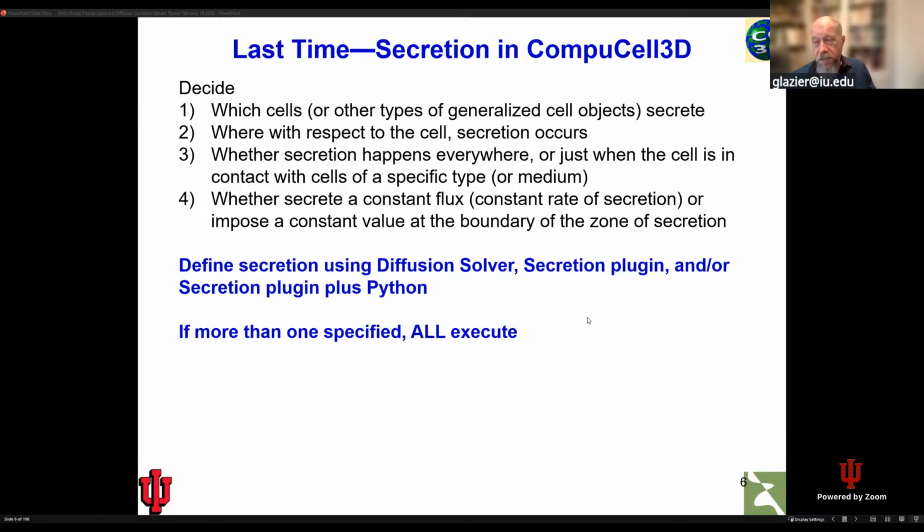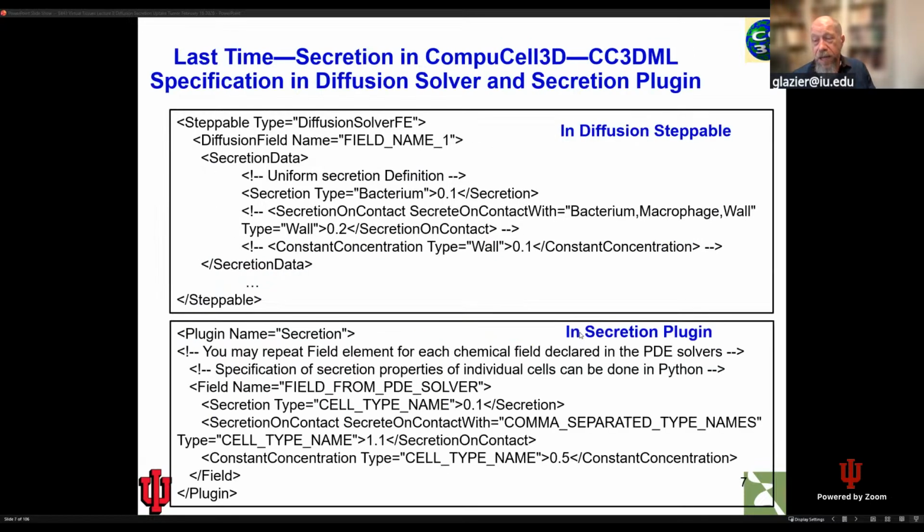And again, there's this slight strangeness, which is not the case with most CompuCell plugins, which is that you can specify secretion and absorption in the diffusion solver, the secretion plugin, and in Python. And if you specify the secretion multiple times or absorption multiple times, it's repeated. It'll do it multiple times. The syntax is sort of similar. It was supposed to be identical.